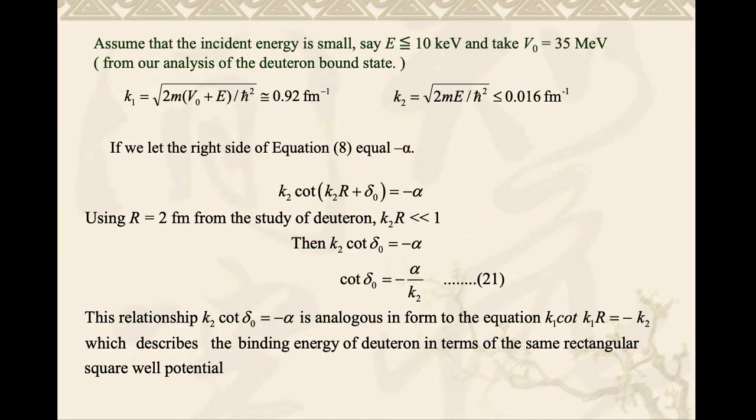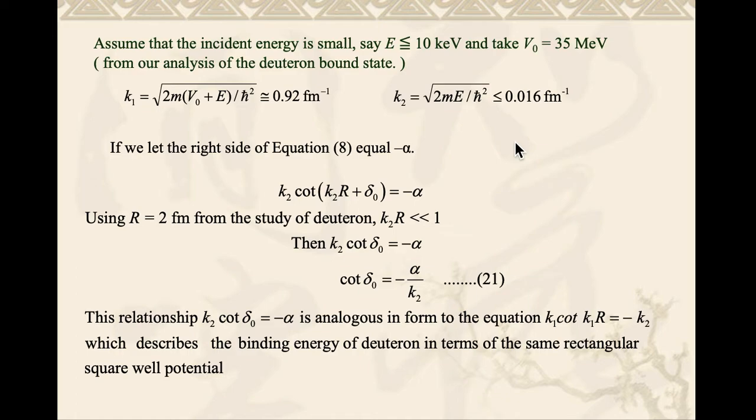And now we assume that when the incident energy is small, so nearly of the order of less than 10 kilo electron volt, etc., and we have this V0 is equal to 35 MeV. This is our analysis of neutron bound state.